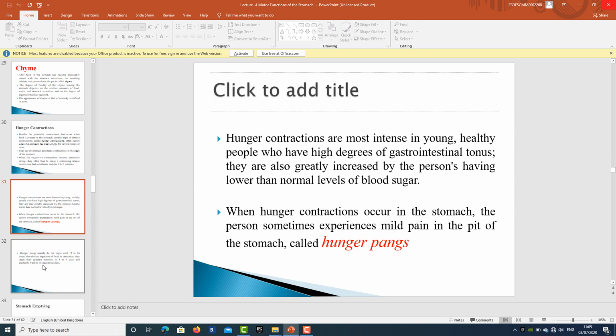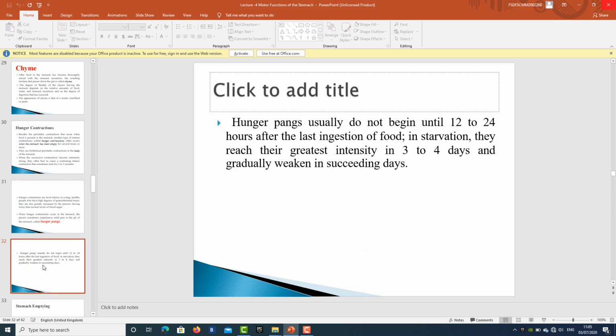When hunger contractions occur in the stomach, the person sometimes experiences mild pain in the pit of the stomach, and that is known as hunger pangs. Hunger pangs usually do not begin until 12 to 24 hours after the last ingestion of food. In starvation, they reach the greatest intensity in about 3 to 4 days' time, and gradually weaken in succeeding days.